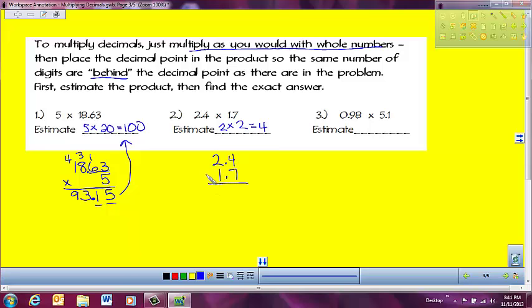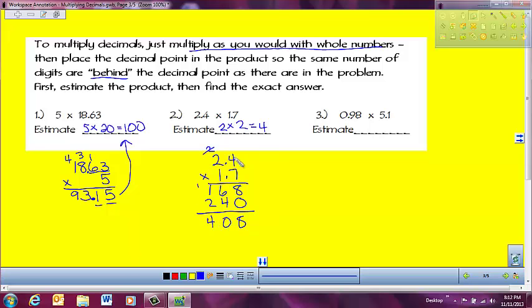Now I know it looks like decimals are lined up, but remember we're not worried about that right now. 4 times 7 is 28. 7 times 2 is 14, plus 2 is 16. 0 for placeholder. 1 times 4 is 4, and 1 times 2 is 2. So I've got 8, 10, 4.